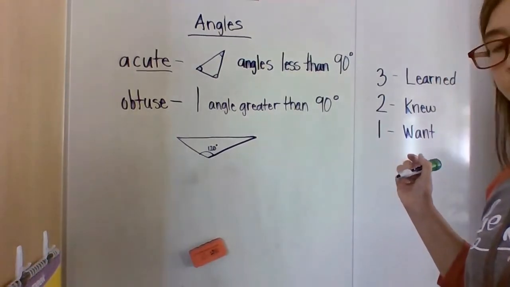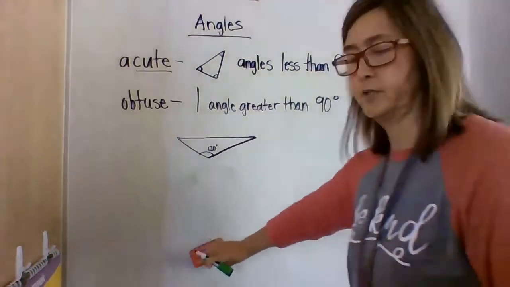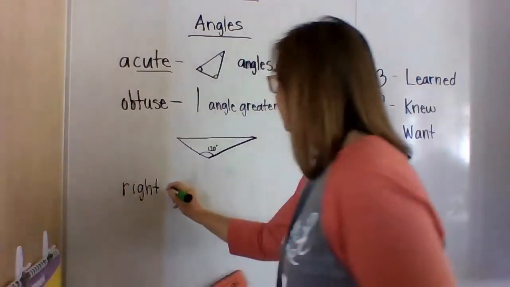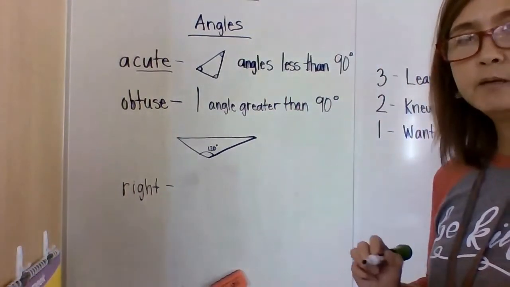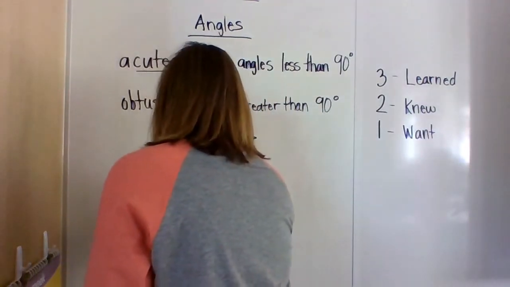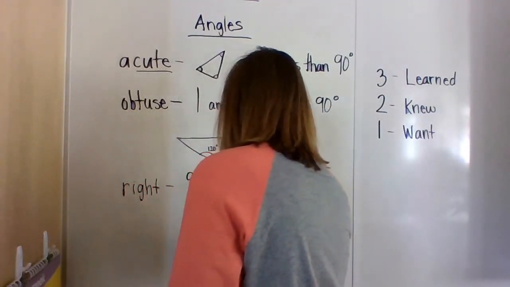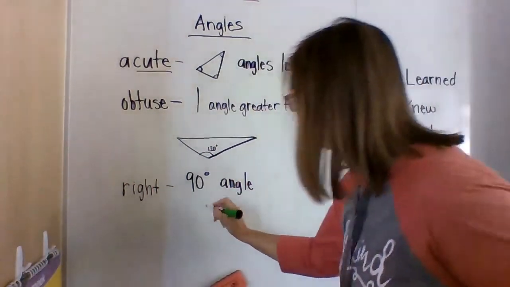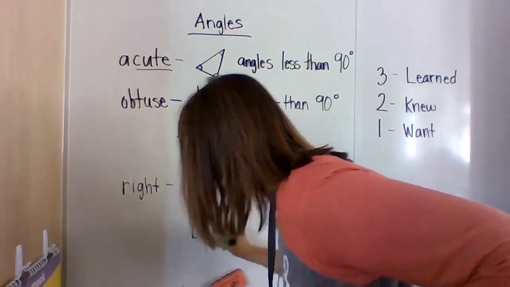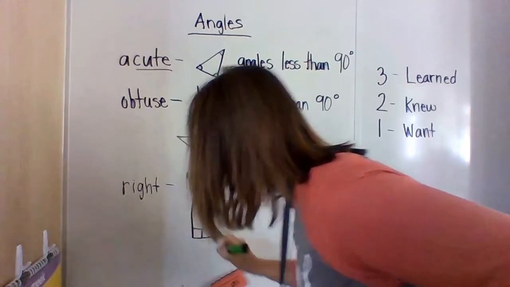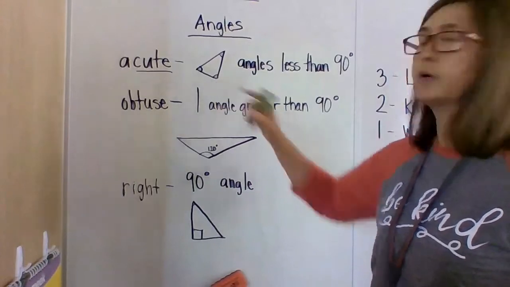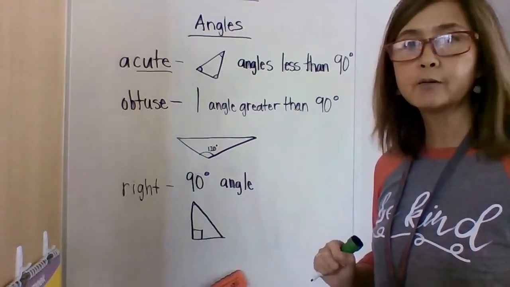Okay, the last triangle that we will classify by its angle is a right triangle. So on a right triangle, it will have one angle that measures 90 degrees. And what would that triangle look like? It would be kind of like an L. And you would see a box, okay? So anytime you see that box instead of the rounded arc or angle mark, it means it's a 90-degree angle.